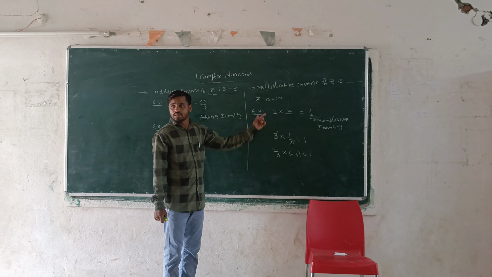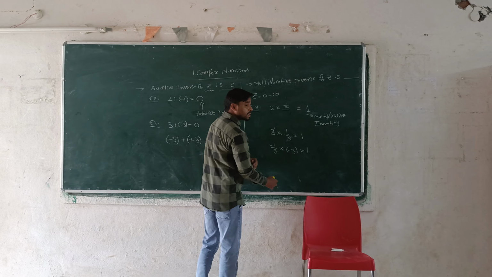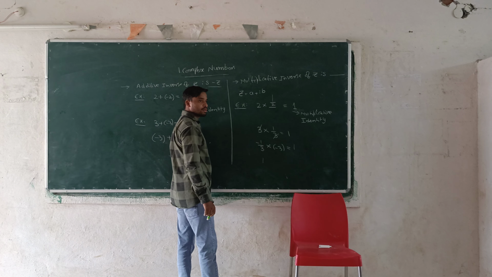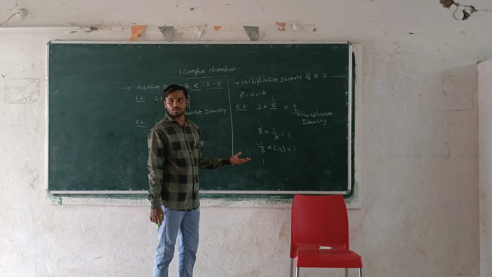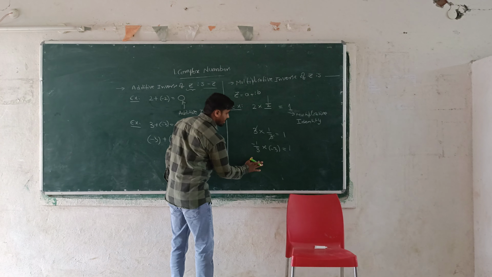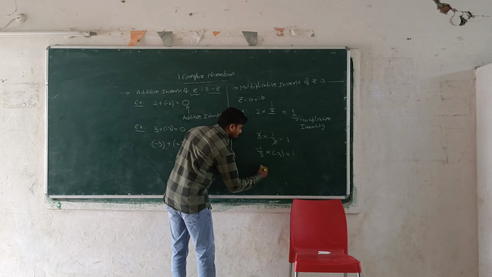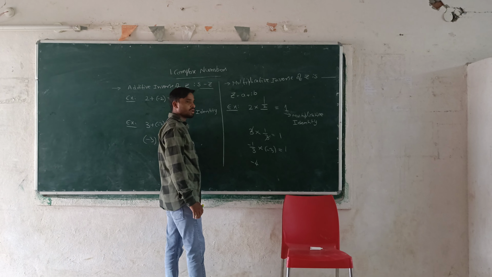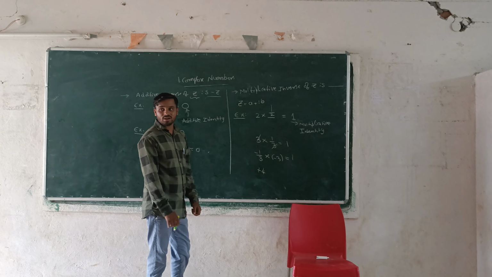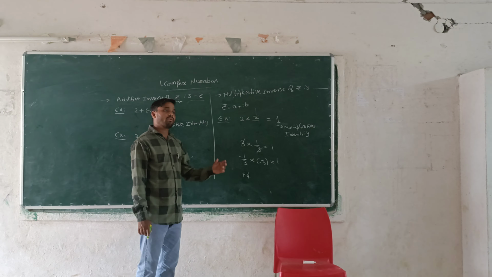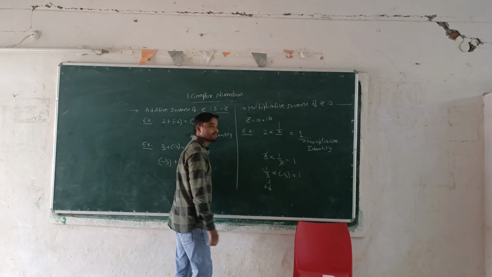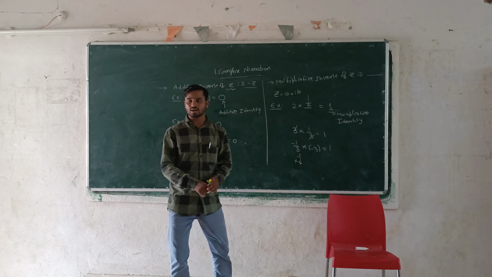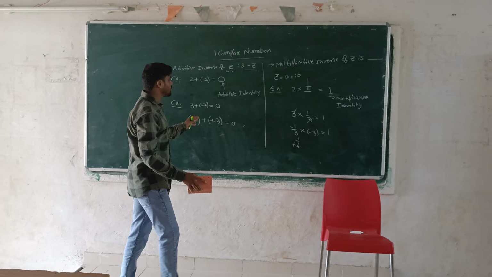Is this okay? Right, tell me, what is the multiplicative inverse of 1? 1 itself. Yes or no? Next, what is the multiplicative inverse of minus 4? Minus 1 by 4. What is the multiplicative inverse of plus 4? 1 by 4. What is the multiplicative inverse of 1 by 4? 4. Yes or no? So that is the concept of multiplicative inverse and the multiplicative identity.